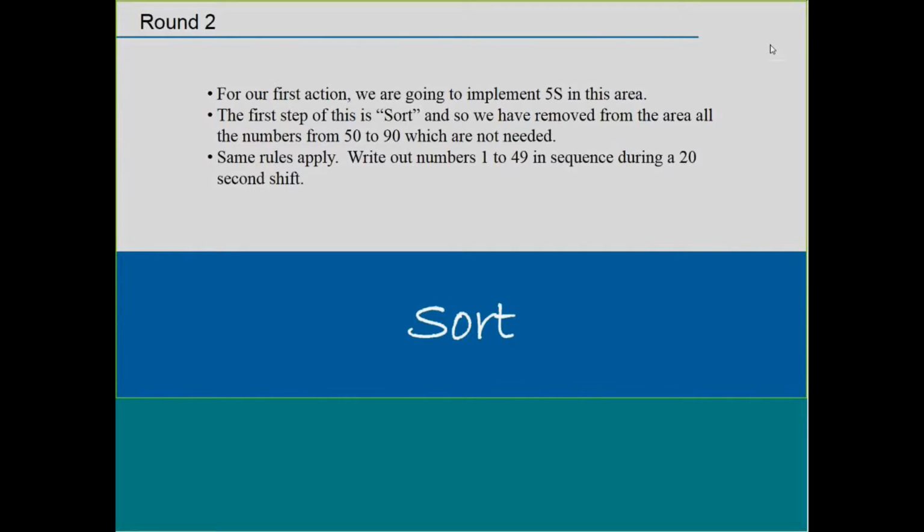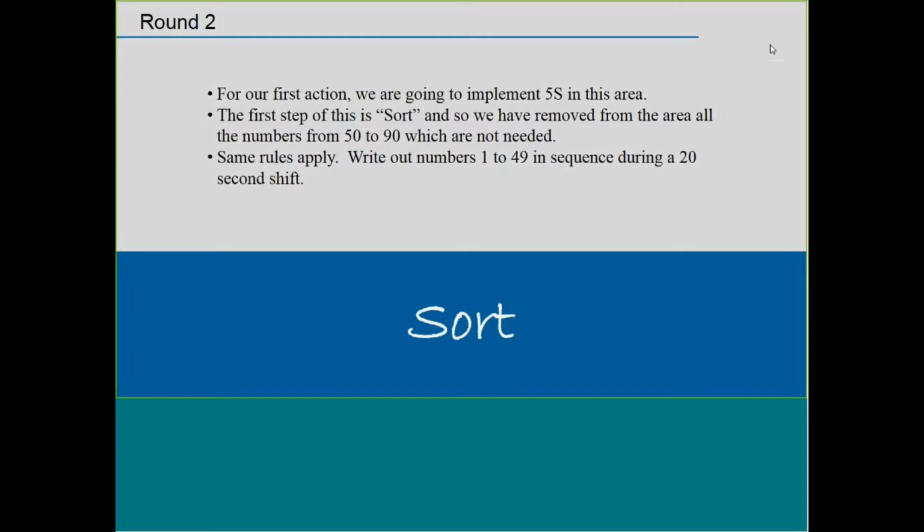If you remember, your task at hand was to find numbers 1 through 49. Yet, the numbers on that sheet were numbers 1 through 90. So again, representing our typical work area, there are things in our workspace that we do not need to do our job. So for the first S, what we will do is sort out the numbers 50 through 90. Again, making our work environment a little more roomy, a little more spacious, so that we can find the items we need to do our job.